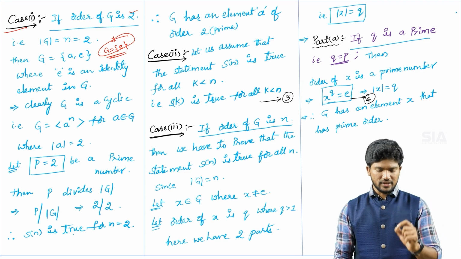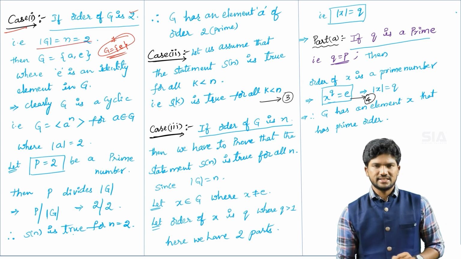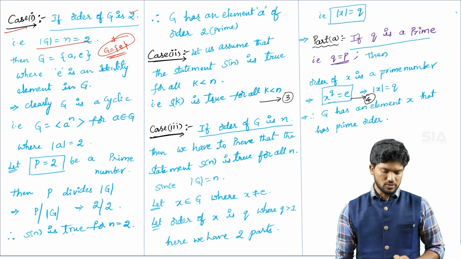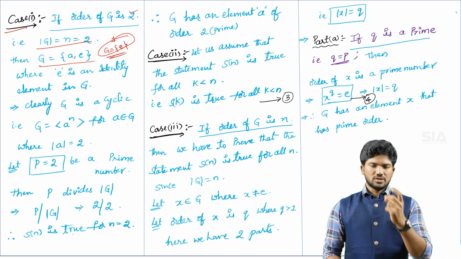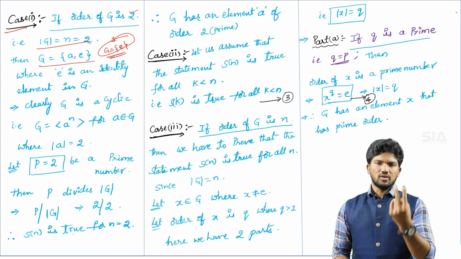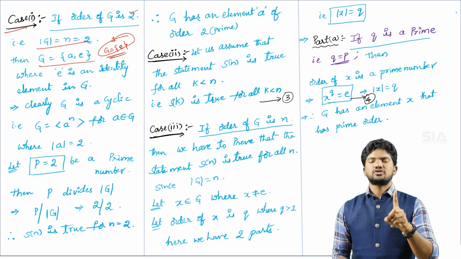If you take order equal to 2, that is, mod G is equal to small n is equal to 2, then there are 2 elements in that group. Out of 2 elements, definitely one element should be the identity.